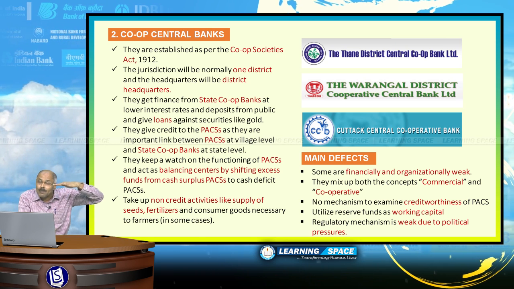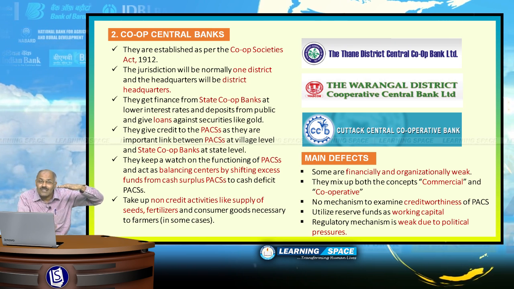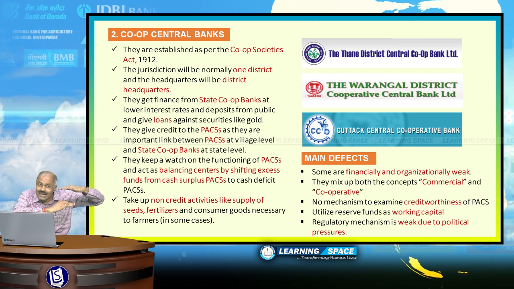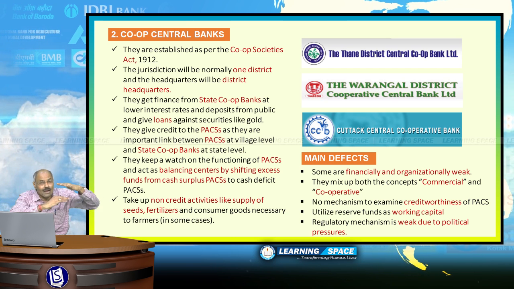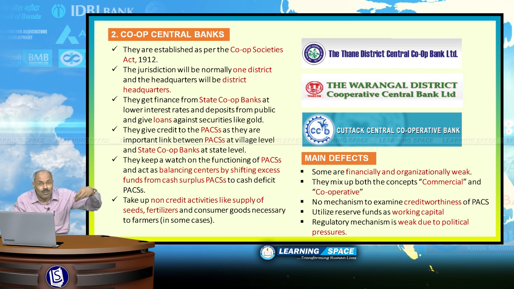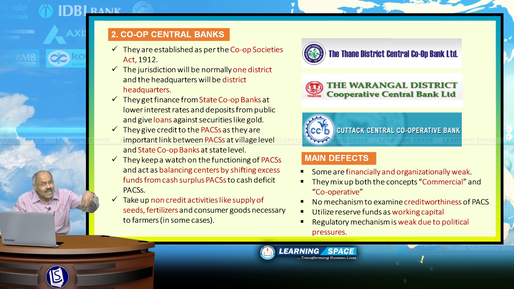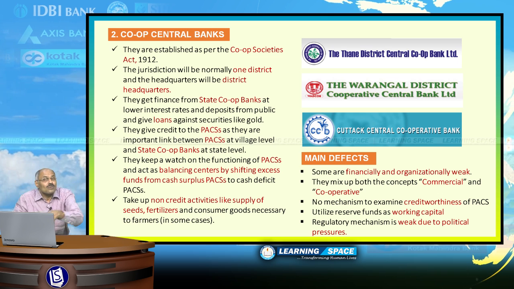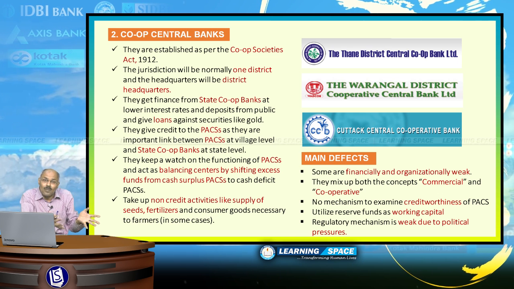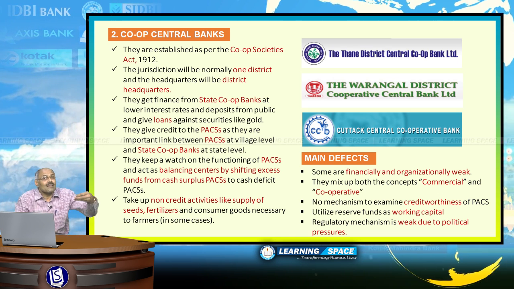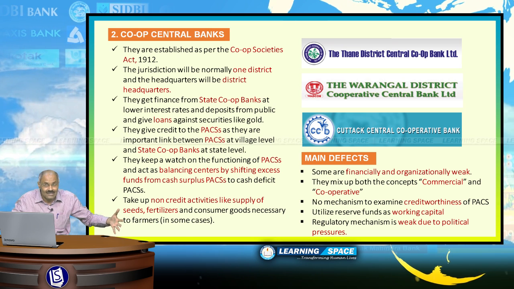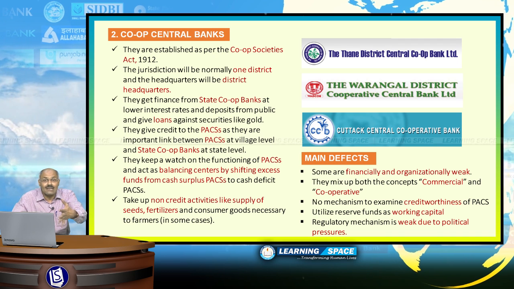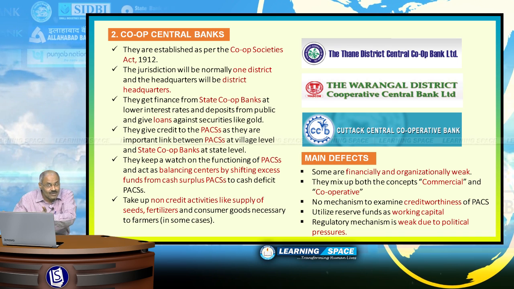They are established based on the Cooperative Societies Act of 1912. They are at the middle level or second tier. First is the state cooperative bank, then the district central cooperative bank, and at the lowest tier is PACS. I have already told you they get finance from state cooperative banks, and they keep a watch on the functioning of PACS, right? So this is the district central cooperative bank structure, and they may have several branches in the district also.